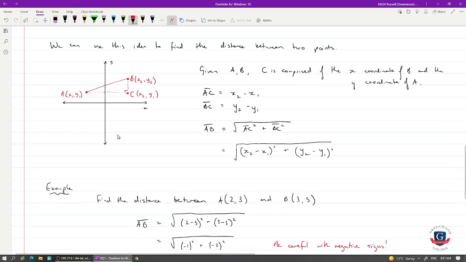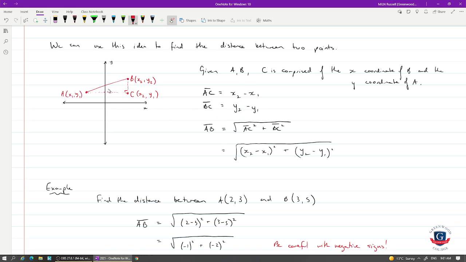Now, we can definitely use this idea to find the distance between 2 points. Here's point A, here's point B. I'll put point C on again. Point C is just the x-coordinate of B and the y-coordinate of A. How far it's gone up, how far it's gone across from the origin. So from that, we can find the distance of a few lines. The line AC, this one over here, is just x2 take x1. There it is there. The line BC is just y2 take y1.